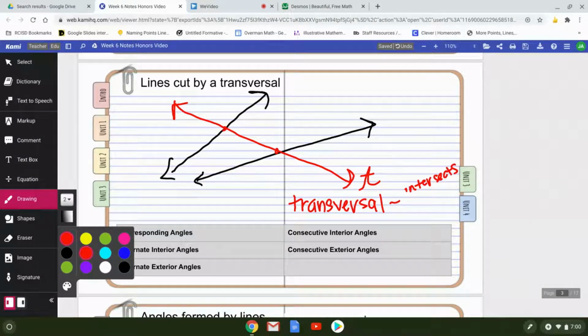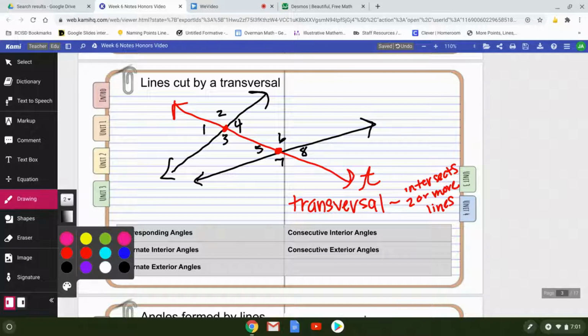Intersects two or more lines. And you can see this transversal does intersect two or more lines. Let's throw some numbers on our picture: 1, 2, 3, 4, 5, 6, 7, 8. Whenever I have two lines cut by a transversal, I can look here and I have some angles that are kind of important to us.